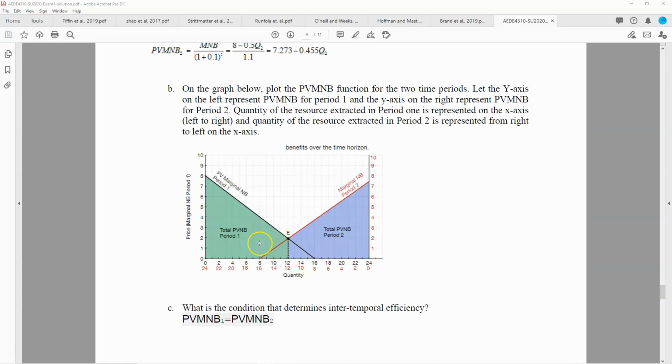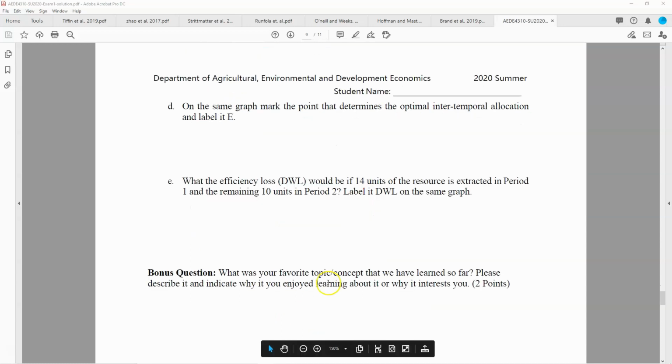The optimal allocation should be determined by the intersection of those two lines, which should be exactly E, because when we extract more in period 1 or extract less in period 1, the total net benefit would not be maximized. Only at this point would the total net benefit be maximized.